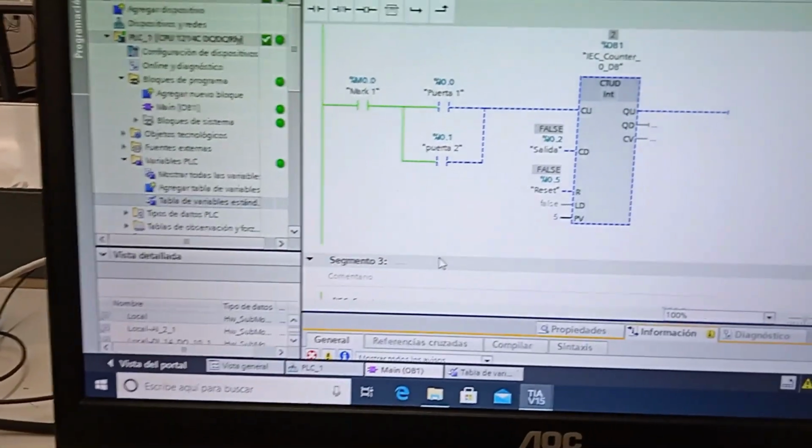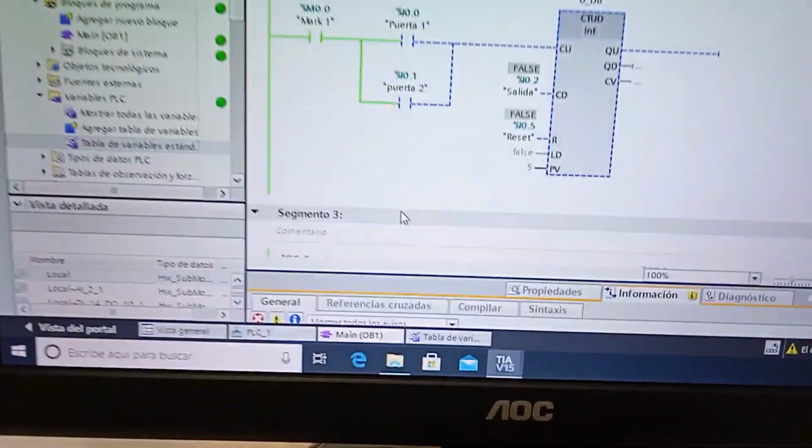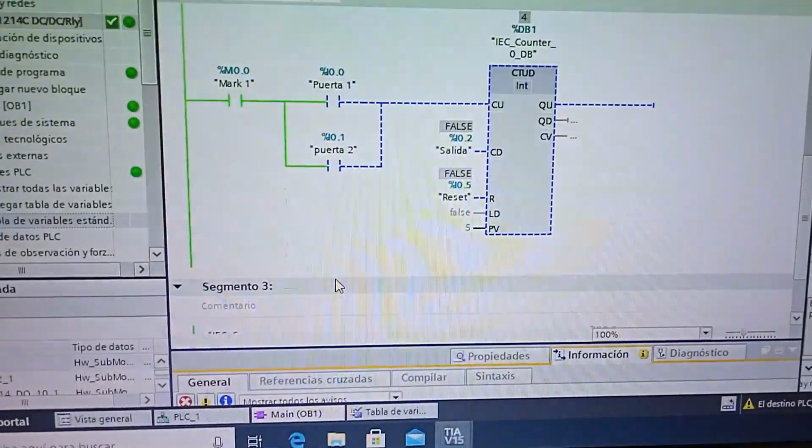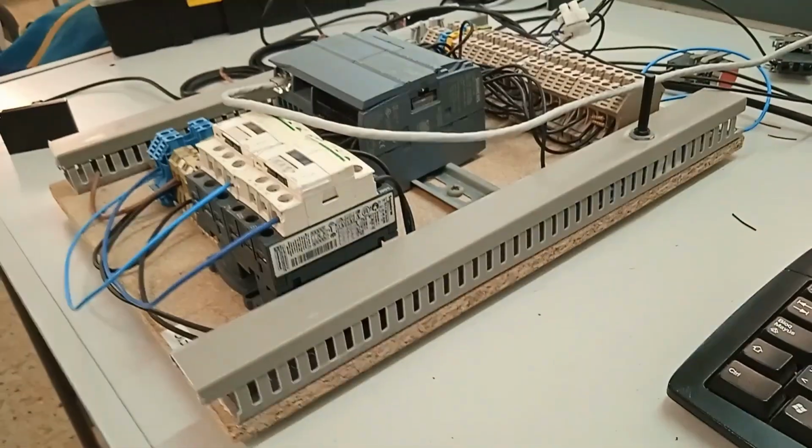And when the persons are full, because I have set the limit to 5, when it achieves 5, our alarm is on.